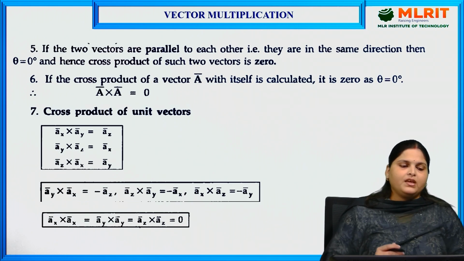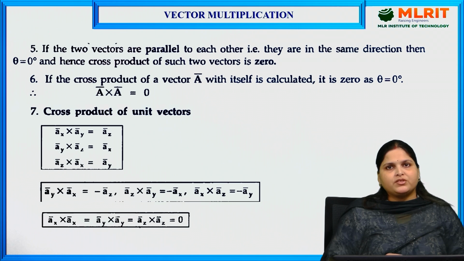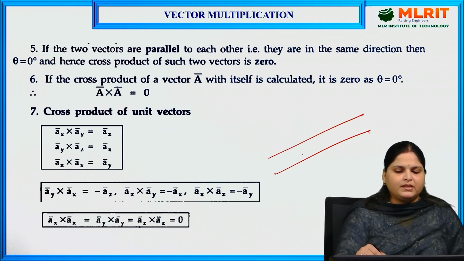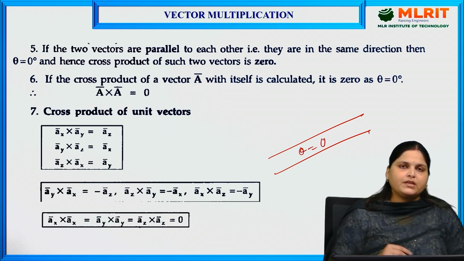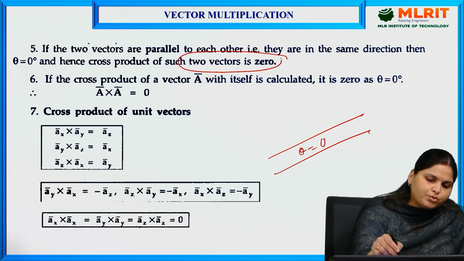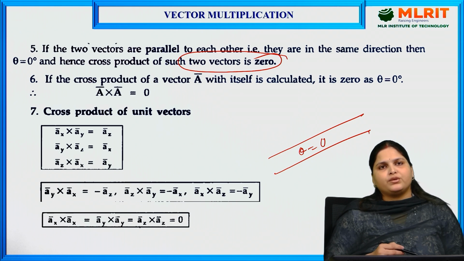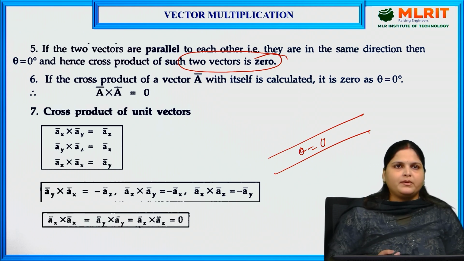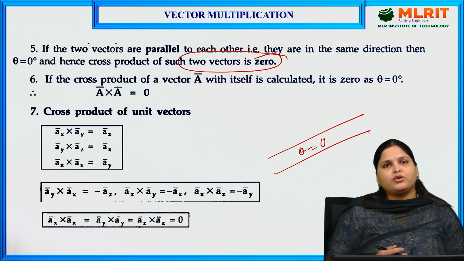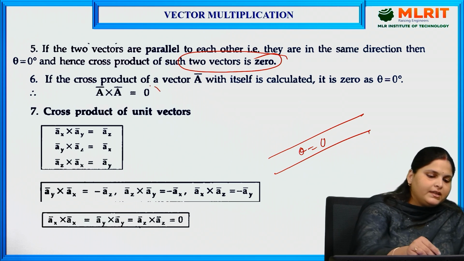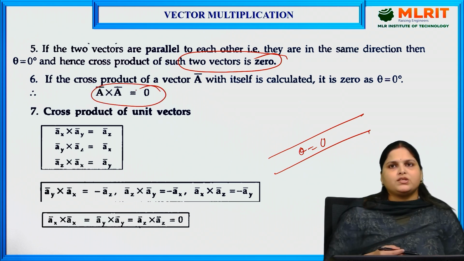Next, if two vectors are parallel to each other, that means they are in the same direction, the angle between them is obviously 0. In that case, the cross product of these two vectors will be 0 because sine 0 is 0, so A cross B will be 0. Another property: if the cross product of vector A with itself is calculated, then it will be 0.